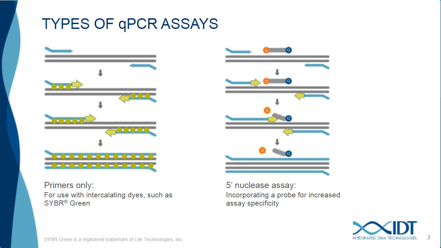Probe-based assays, on the other hand, contain a third oligo in addition to our forward and reverse primer. This oligo is called a probe. The probe has a fluorophore on the 5' end and a quencher on the 3' end. Generally, the probe produces very little signal until the assay amplifies. Once the extension off of the primer reaches the probe, the 5' to 3' exonuclease activity of Taq begins to hydrolyze the probe, releasing the fluorophore from the quencher. This is then recorded by the instrument as an increase in signal intensity.